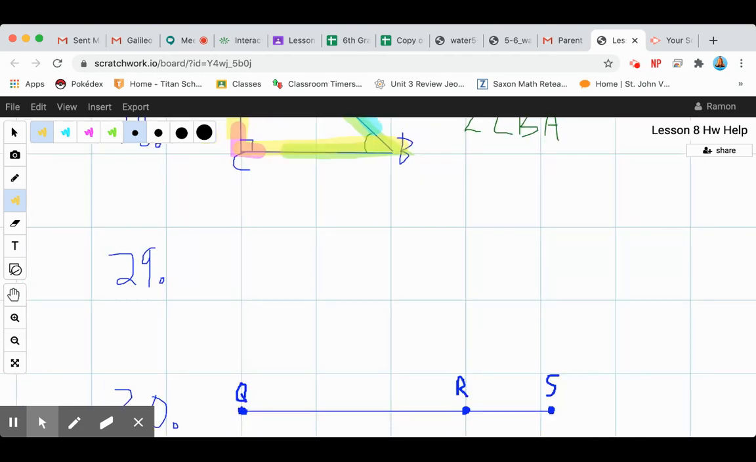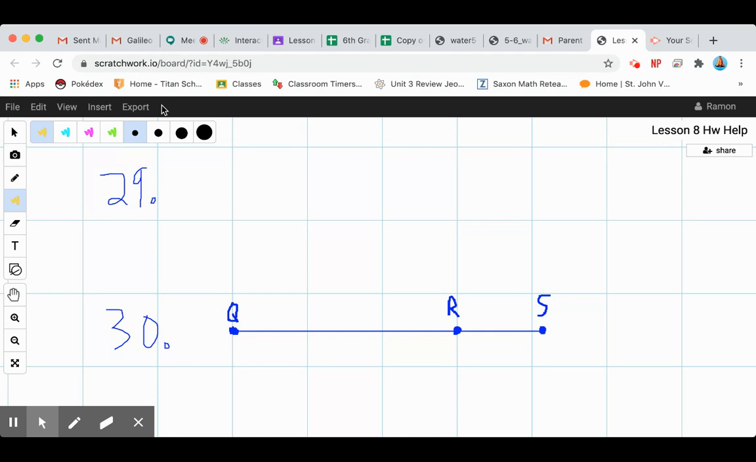Now for 30, referring to this figure, what's the difference between the notations QR and QR? So one of them has a line over it, and the other one does not. The difference in notations is that QR with the line over it tells you that it's a segment, where QR without it just tells you how long it is. Anything with the line over it is going to be a segment, so it's telling you what it's composed of or what it is, where anything without the line is just going to be telling you how long it is. So QR is 5 inches long, where QR with the line over it tells you segment QR.